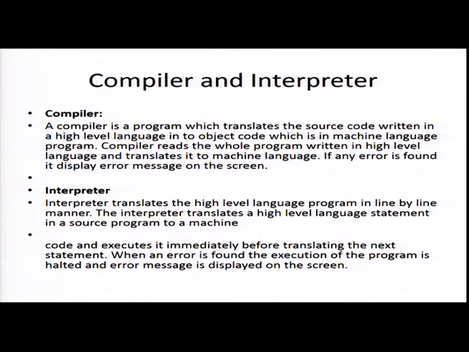Now let us see what an interpreter is. An interpreter translates the high level language program line by line. The interpreter translates a high level language statement in a source program to machine code and executes it immediately before translating the next statement. When an error is found, the execution of the program is halted and an error message is displayed on the screen.